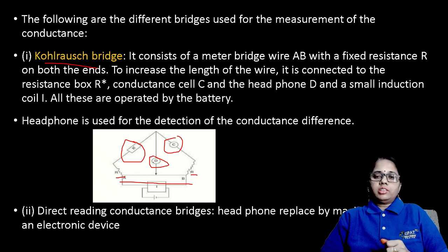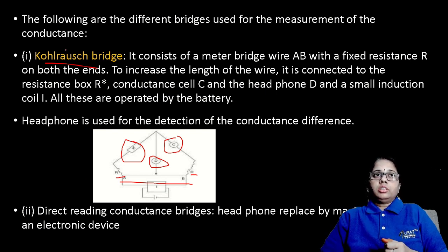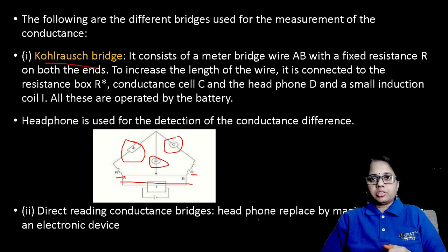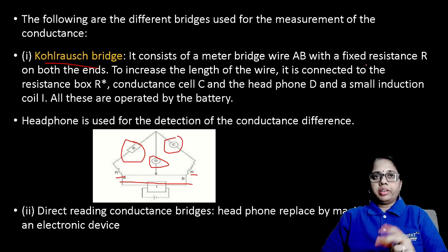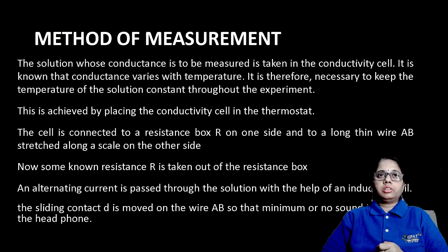So why this headphone? This headphone is used for the detection of the conductance difference. Okay, so this is one of the bridge methods that has been developed. So the Wheatstone Bridge method and this bridge, these two are going to be used for measurement of the conductance. Okay, so one more, that is direct reading conductance bridges. That means the headphone is replaced by an electronic device. Sometimes this is also going to be used, and recent equipment is going to be different from this. Okay, so most of the developments have taken place while manufacturing this conductometry.